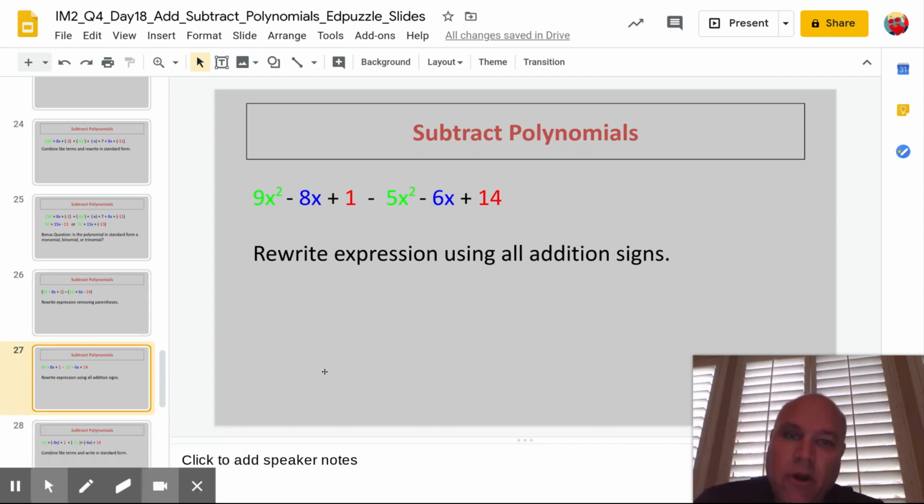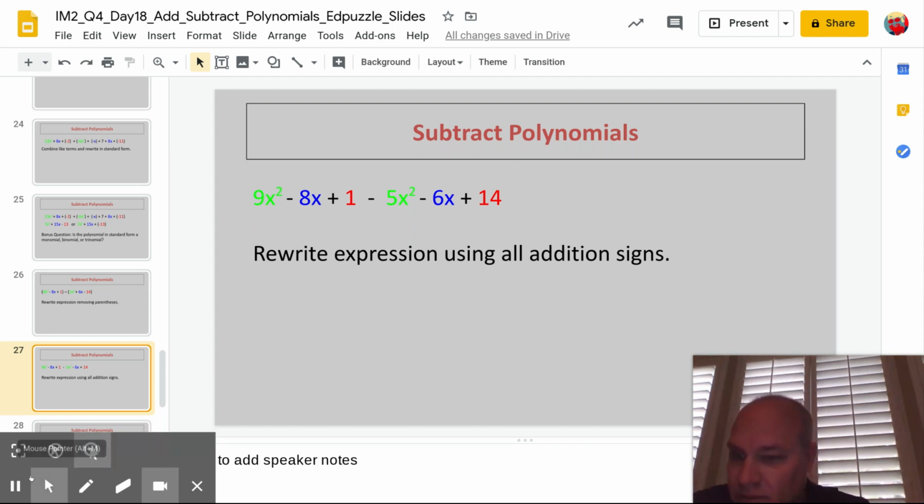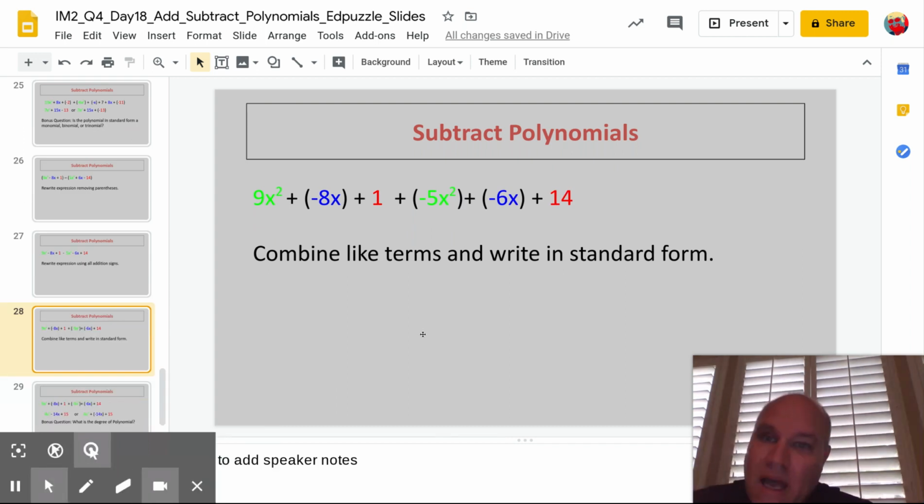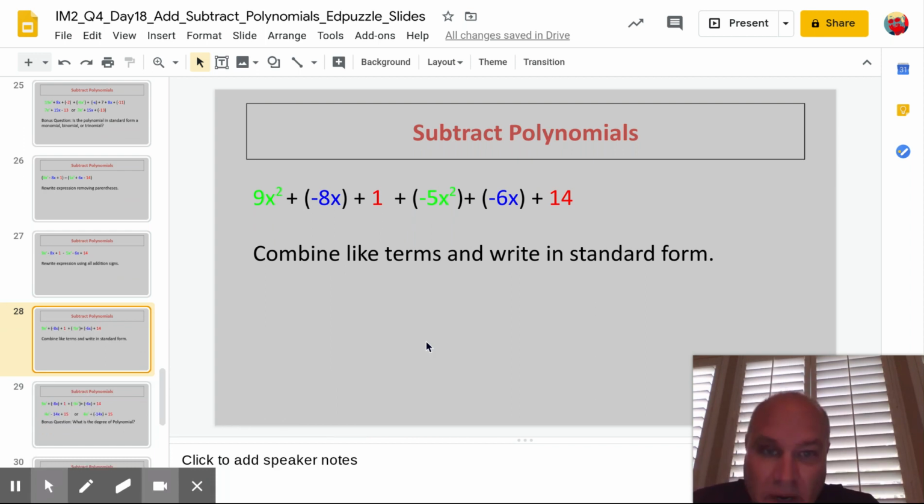So when we rewrote it without the parentheses, the first trinomial, all the signs stayed the same. It's 9x squared minus 8x plus 1. And then our signs change for the next polynomial. So it becomes minus 5x squared minus 6x plus 14. Now what I'd like to do is rewrite the expression using all addition signs. Remove the subtraction signs, make everything addition. So now we have 9x squared plus negative 8x plus 1 plus negative 5x squared plus negative 6x plus 14.